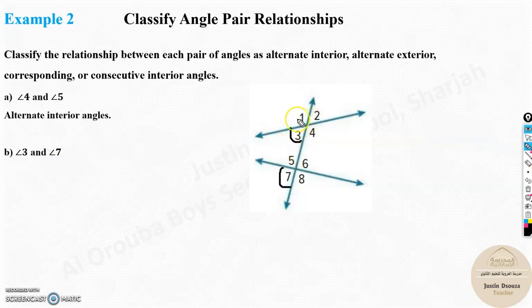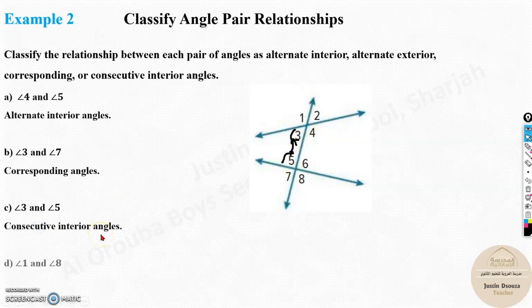See, this is at left down. This is also left down. So they are corresponding angles. Now 3 and 5. 3 is over here, 5 is over here. They are in the same interior and consecutive, so they are consecutive interior angles. 1 and 8, let's see where 1 and 8 are. 1 is over here, 8 is over here. Alternate, but they are outside, so alternate exterior angles.